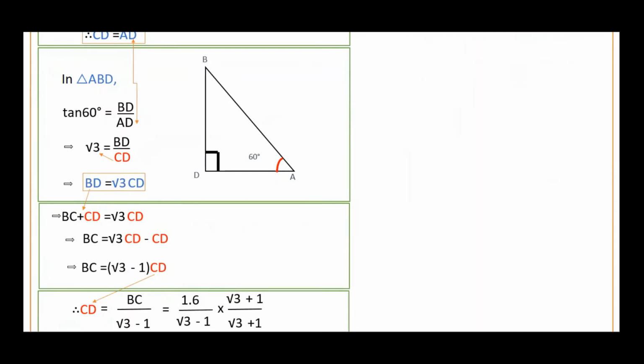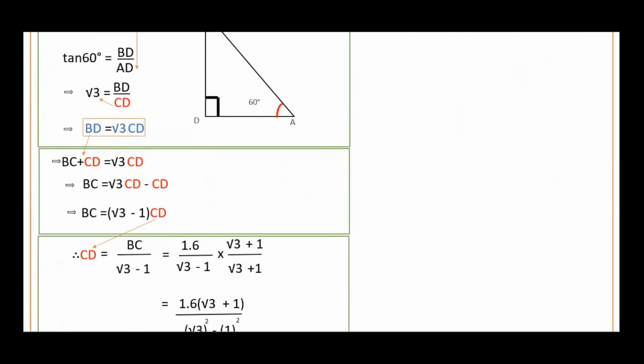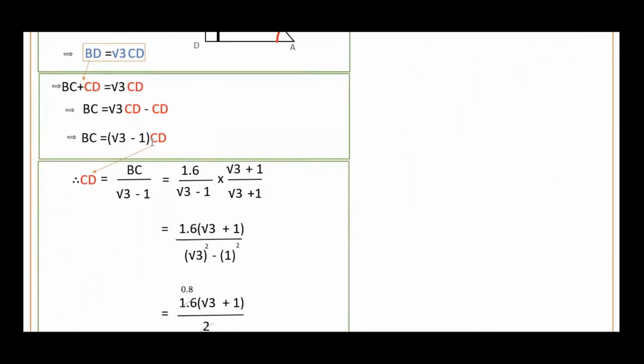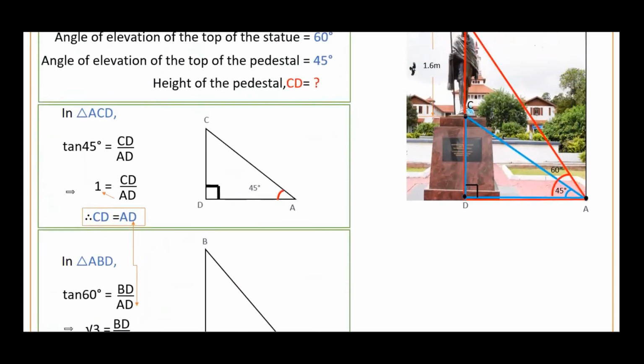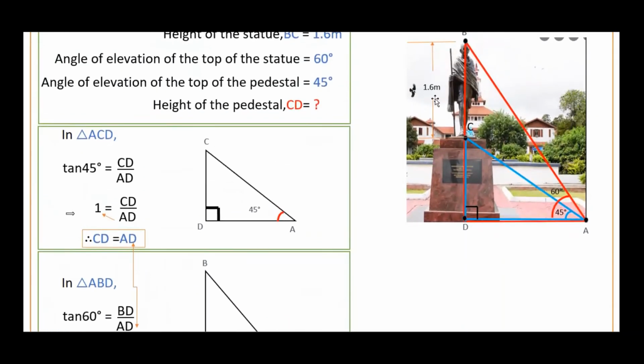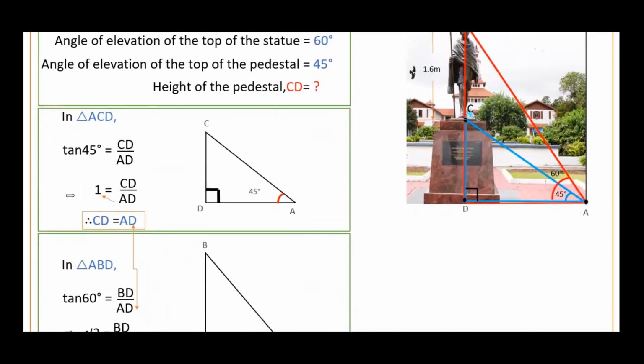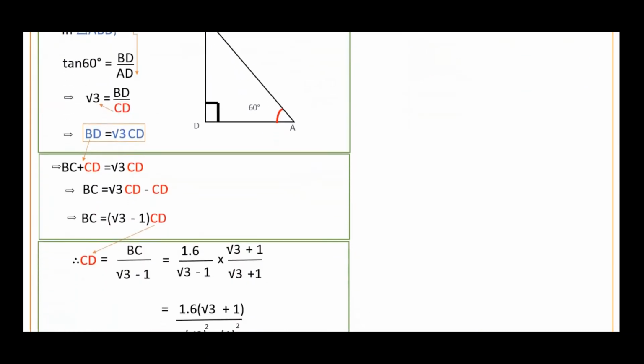And from this you can write CD is equal to BC by root 3 minus 1. So if you rationalize the denominator here, you have to multiply the numerator and denominator with root 3 plus 1. So here BC value is given, that is the height of the statue. BC is equal to 1.6. See here, this is height BC. BC is the height of the statue. So that is 1.6, that is given.